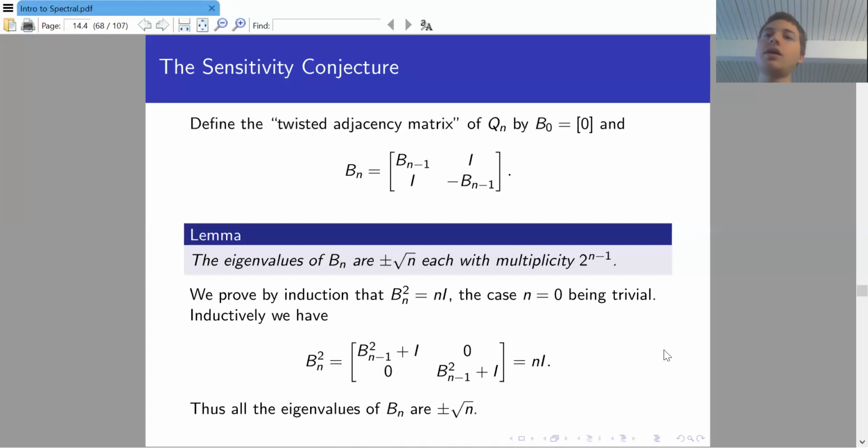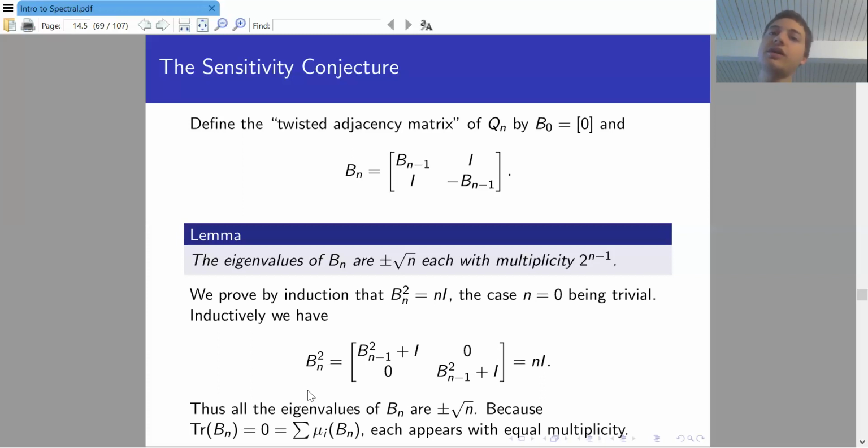Okay. And because of this, all the eigenvalues of Bn have to satisfy: if you replace Bn here with an x and the identity with just 1, you have to satisfy x squared equals n. In other words, all eigenvalues have to be plus or minus square root of n. And it's not too hard to see that the trace of Bn is going to be 0, and hence both of its eigenvalues have to appear with the same multiplicity.